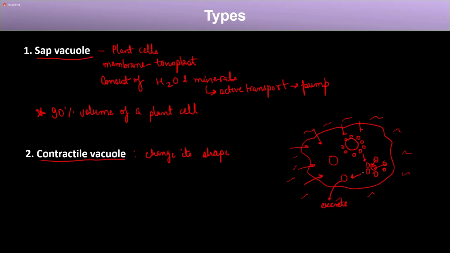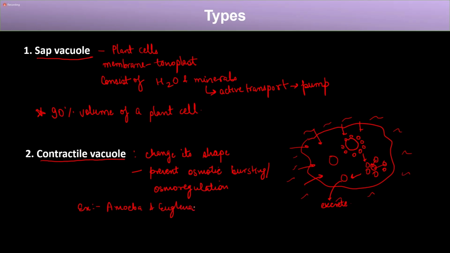In this way, it prevents the bursting of the amoeba cell. Otherwise, due to osmosis, water would enter and there would be tension in the cell, and the amoeba would burst. So it prevents osmotic bursting, or you can say it causes osmoregulation. Examples of organisms in which contractile vacuoles are present are amoeba and euglena.